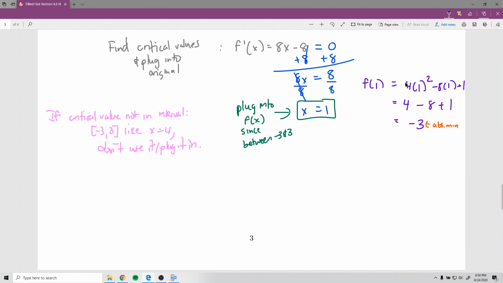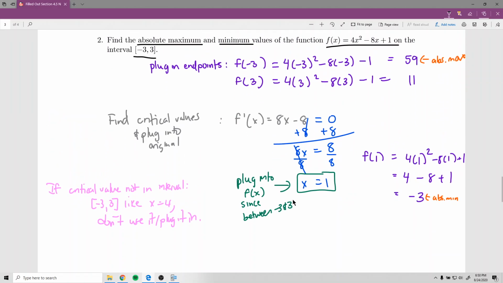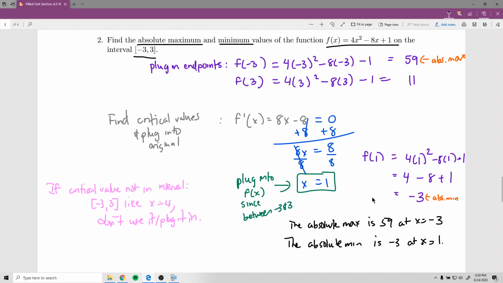And once again, we can put it in words just like from before. Let me leave it on my screen. We could say the absolute maximum is 59 at x equals -3. And the absolute minimum is -3 at x equals 1. Once again, if you change the interval, I think there's one homework problem where it gives you the same function in 2 different intervals. It can change your answers, so just be careful with that.